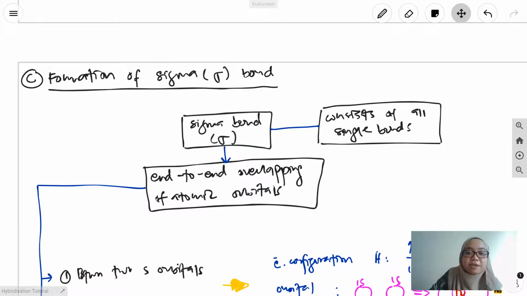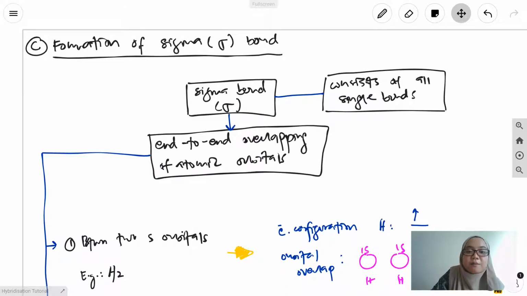And the sigma bond is formed from the end-to-end overlapping of atomic orbitals, end to end. Okay, from its tail to its tail. Okay, sorry, its ends of the atomic orbital. Okay, for example, there are three ways on how this sigma bond is formed.